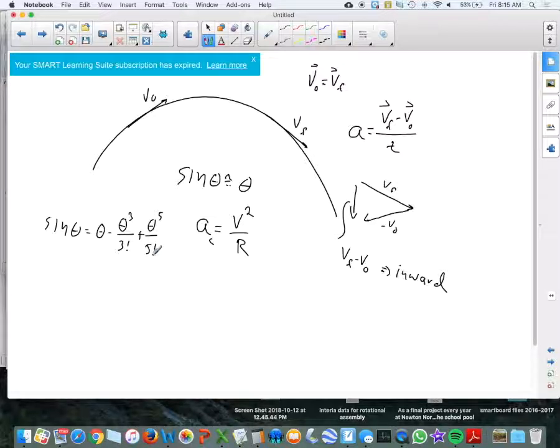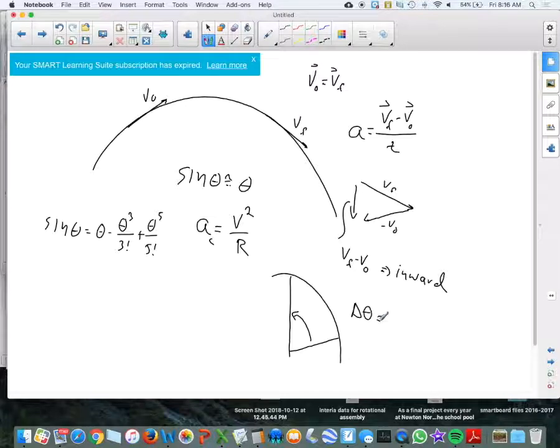Okay, so there's another option. I look at my circle and I say that I'm moving through some angle in the circle, delta theta.